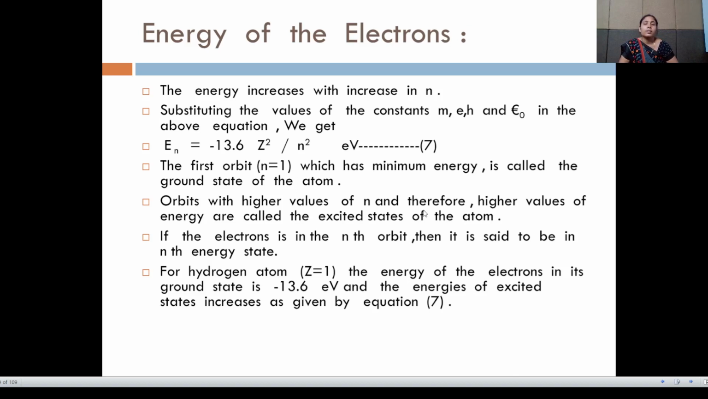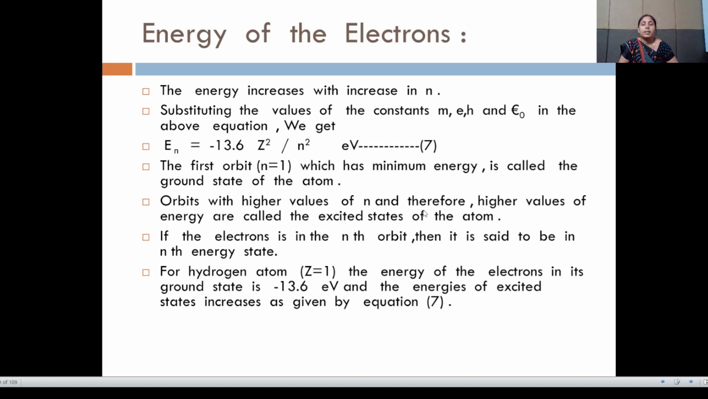The first orbit, n is equal to 1, which has minimum energy, is called the ground state of the atom. Orbits with higher values of n, and therefore higher values of energy, are called the excited states of the atom. If the electron is in the nth orbit, then it is said to be in the nth energy state.